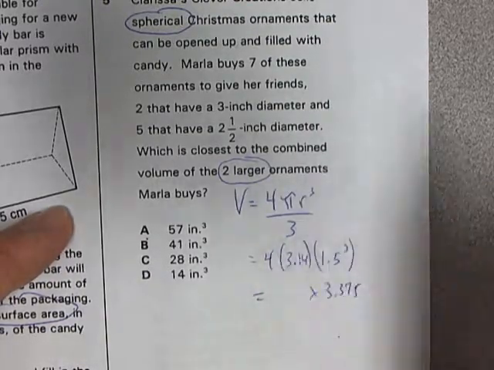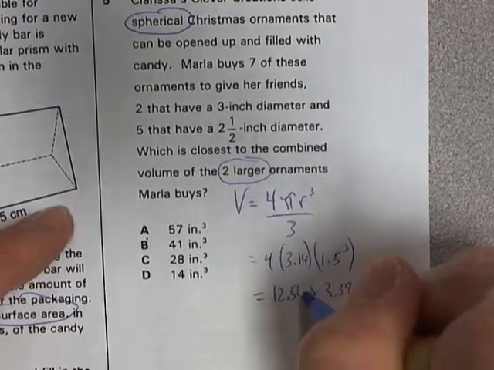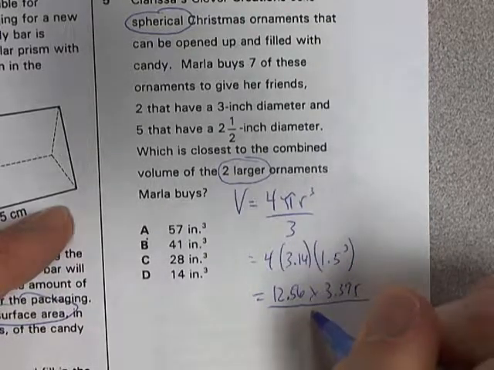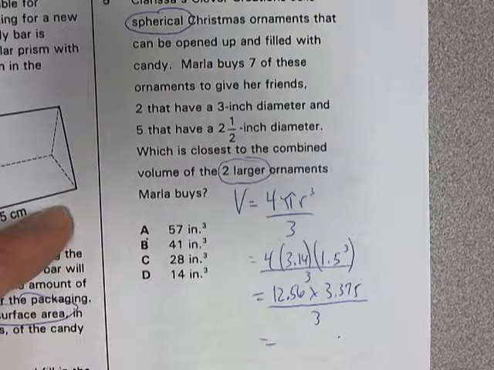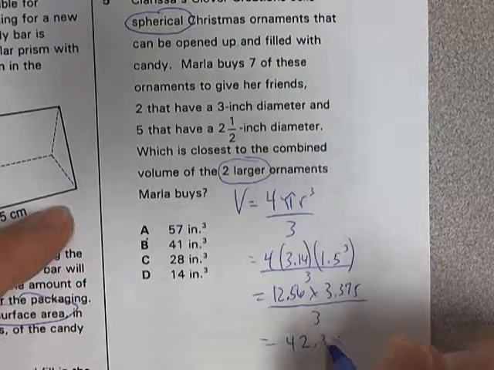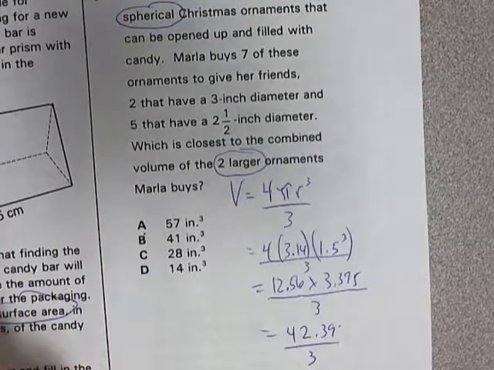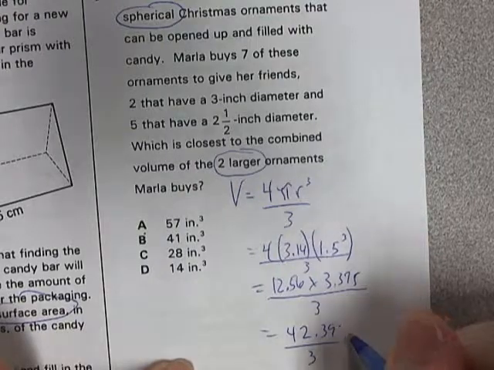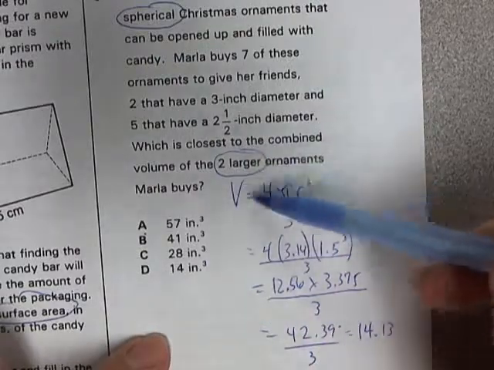Now let's multiply 4 times 3.14, and we get 12.56. And then don't forget we need to divide that by 3. So 12.56 times 3.375 equals 42.39. Divide that by 3, and you get 14.13. And you'll want to select answer choice D, but don't forget, let's refer back to the original problem.